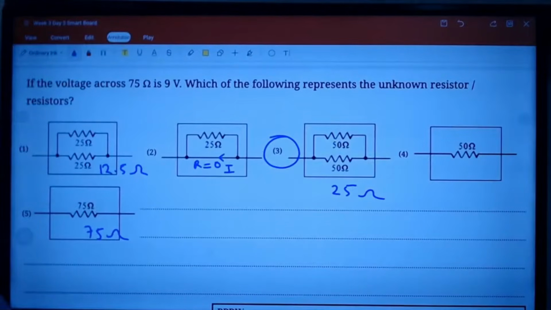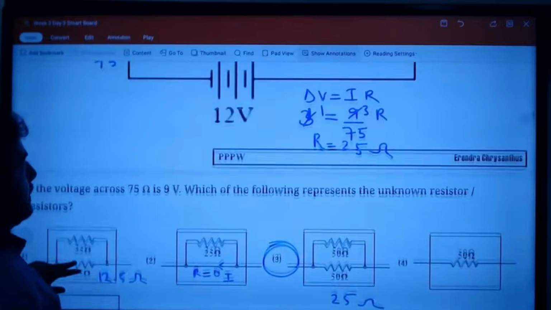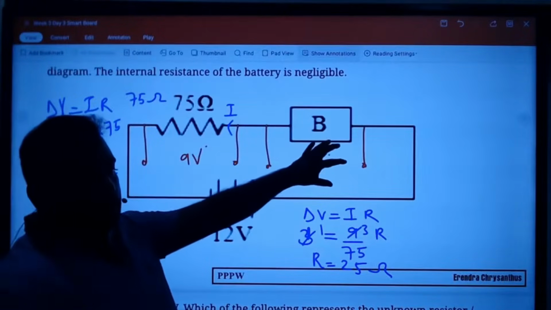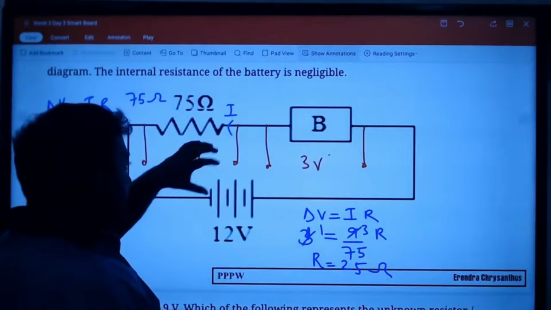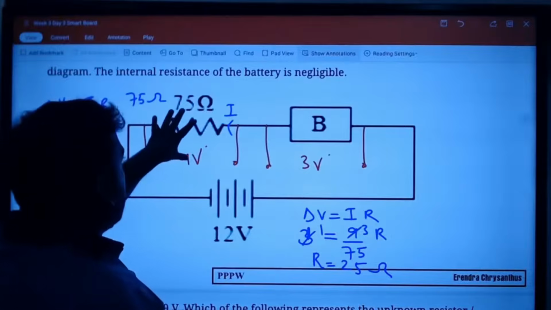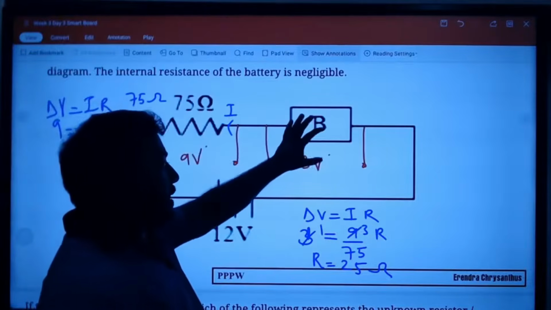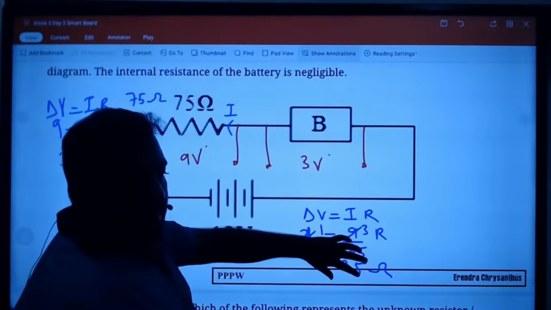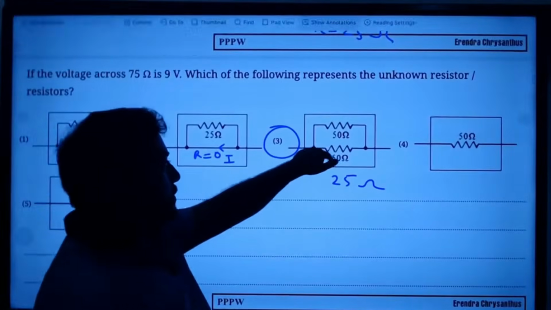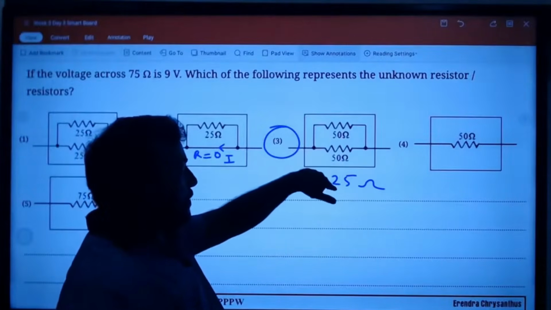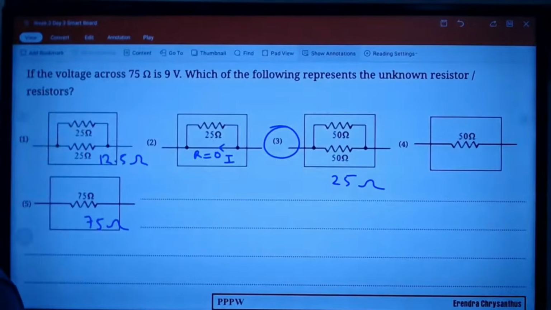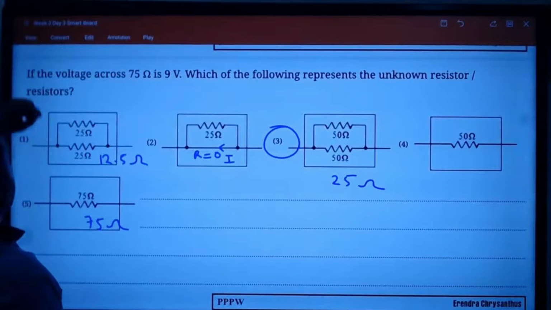Right? Okay. So what we have done is very simple. Here 12 volt means here 9 volt, here 3 volt. If you simplify the relationship, find the current in the circuit here, same current there, you can find the resistance. 50-50 parallel means 25 effective. Okay? Right.